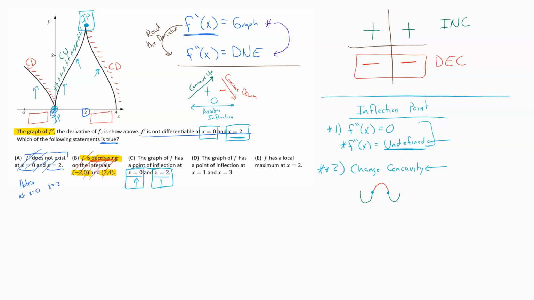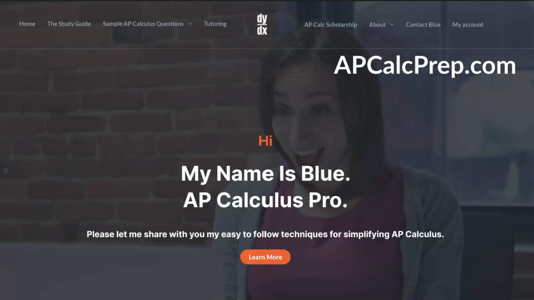And so now we know that both 0 and 2 are inflection points. And so this is absolutely true. Answer C.